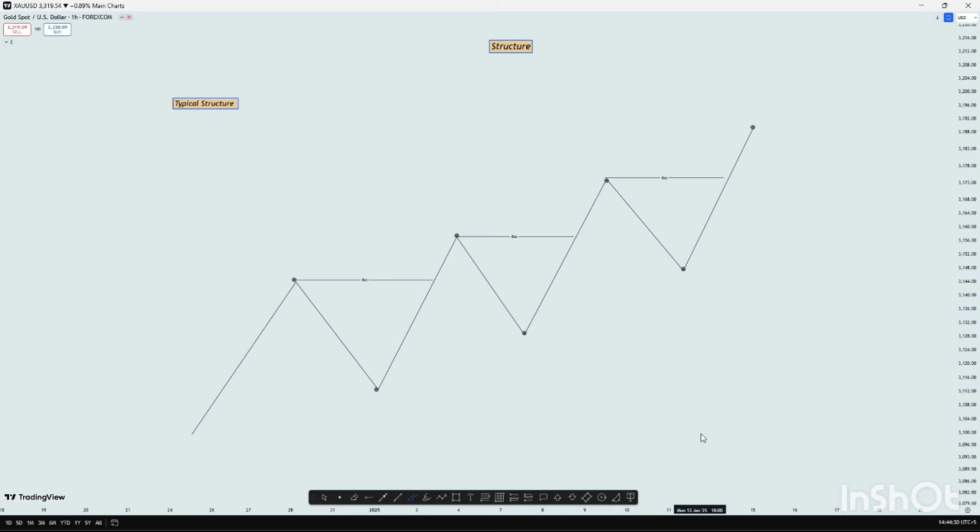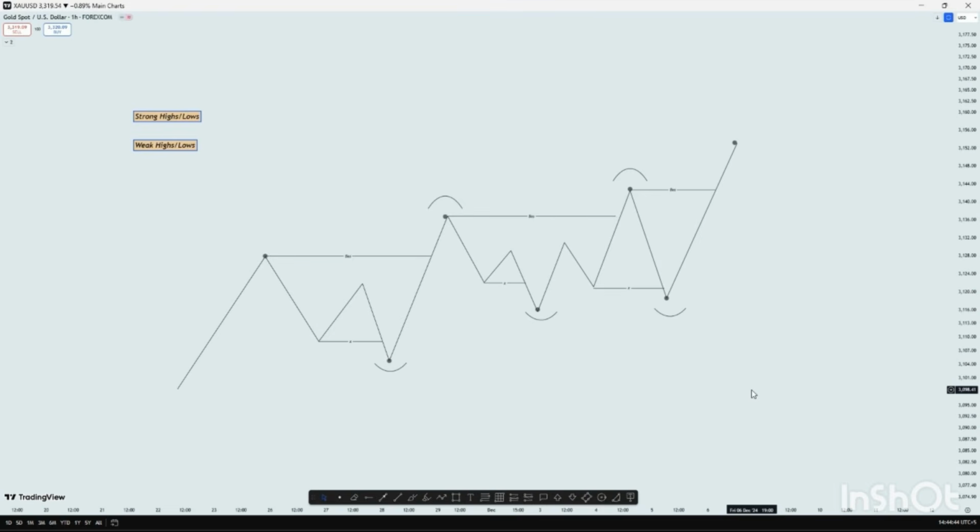Let me clean this first and switch it. Okay, so if you look at this diagram carefully, the structure that we see here, we normally see in the market as well. Now, if we divide it, I will divide it into two things. One is our strong lows and strong highs, and similarly our weak highs and weak lows.